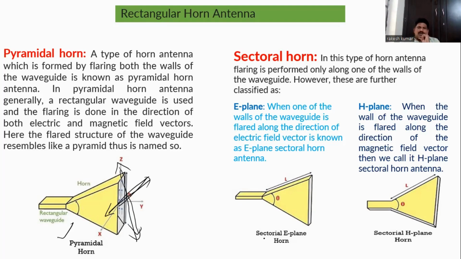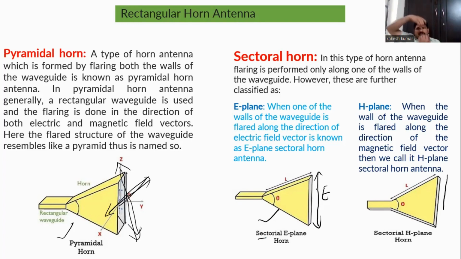Okay, let us come to the sectorial E plane. Here the flaring is done only in this direction. So this is called a sectorial E plane horn. Whereas here the flaring is done only in this direction.